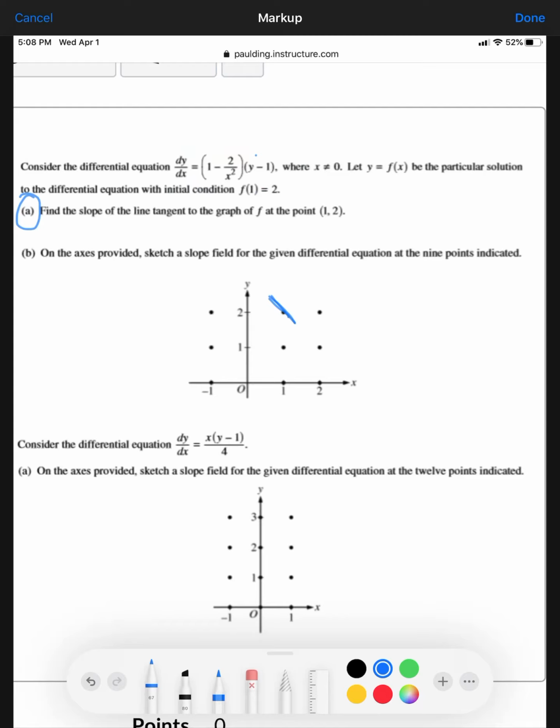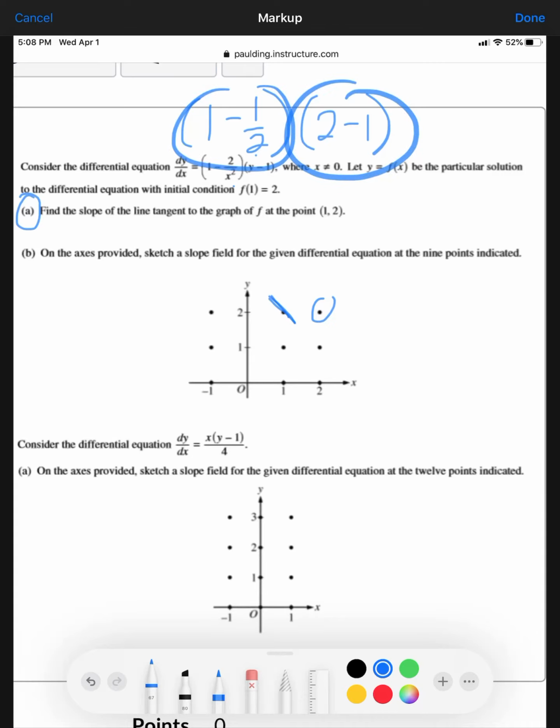So just pick another point at random. Let's see what happens at (2, 2). So x is 2. 2 squared is 4, so we got 1 minus a half. And 2 minus 1 is 1, so we got 1/2 times 1, which is 1/2. The point is it's positive. So you want to make a little positive slope at (2, 2). And that's the way you do all of them.